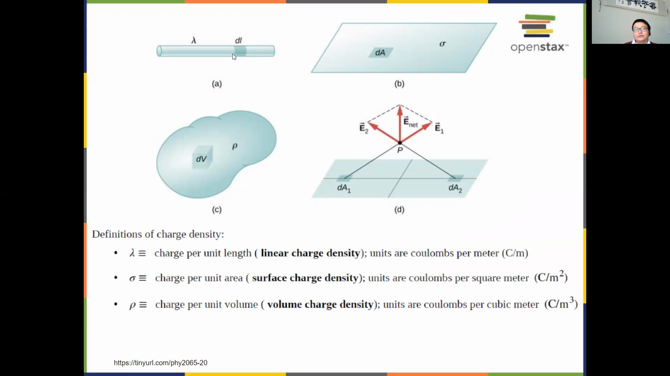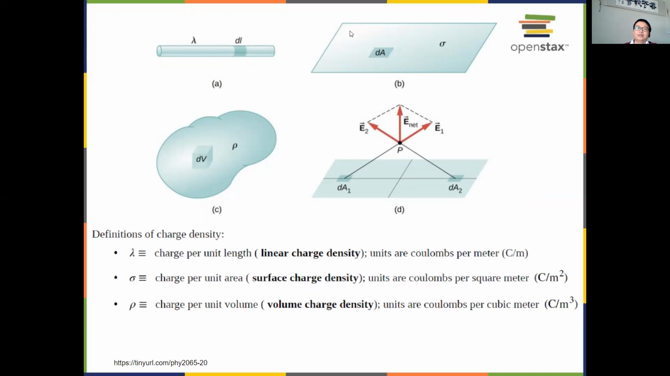So we can have different charge distributions. We might have a line distribution. If you have charge distributed through a line or a thin rod, then the charge density is called charge per unit length. We use lambda for the symbol. Then you can divide that line into small slices or small pieces. Each small piece would have a charge of dq equals lambda times dl.